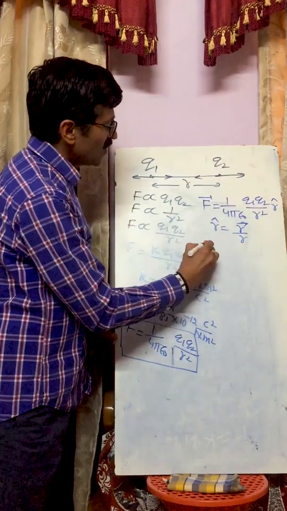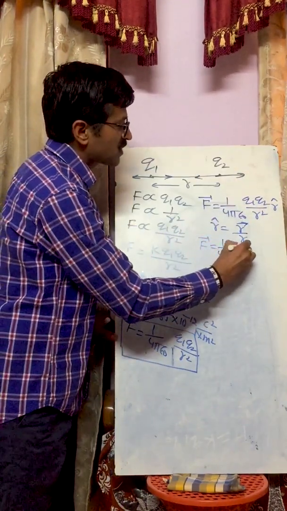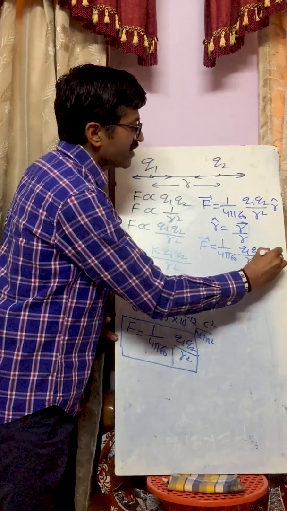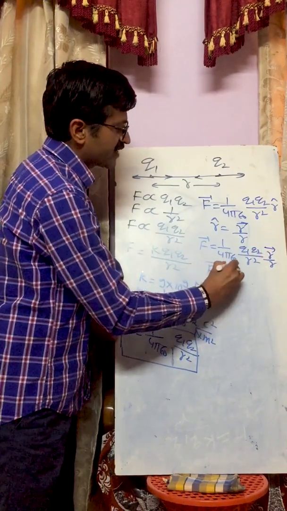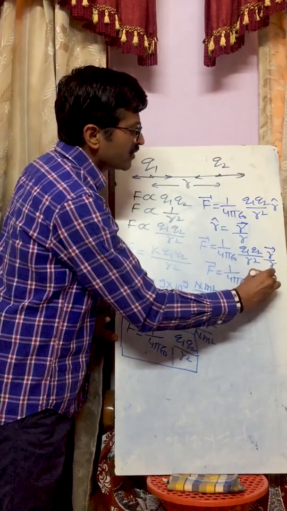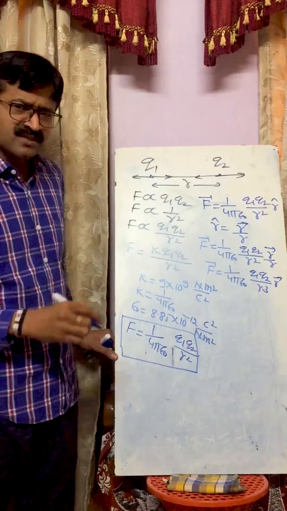Just put its value. F vector is equal to 1 upon 4 pi epsilon naught Q1 Q2 upon r square into r vector upon r. Then it becomes F vector equal to 1 upon 4 pi epsilon naught Q1 Q2 upon r cube r vector. This is the vector form.